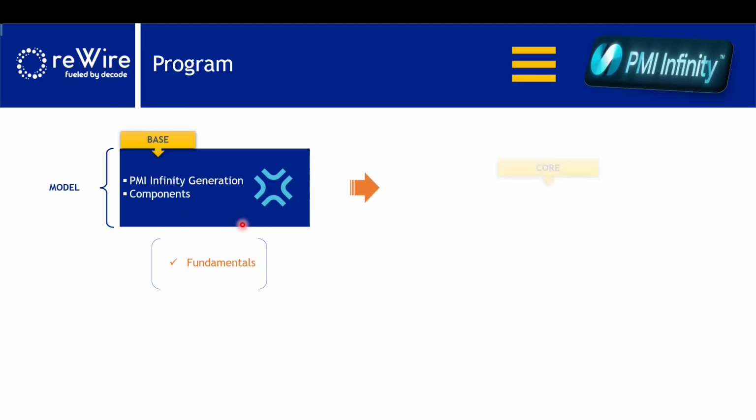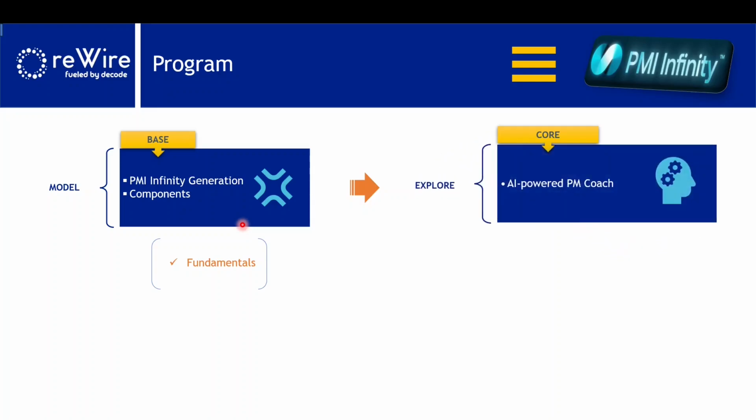And followed by core, which mainly talks about how we can play with this particular assistant, and what are the various avenues we can generate out of it. So mainly it is an AI-powered PM coach, and what can I do out of this assistant? I can brainstorm in the traditional way, where two peers sit together and brainstorm on that particular challenge.